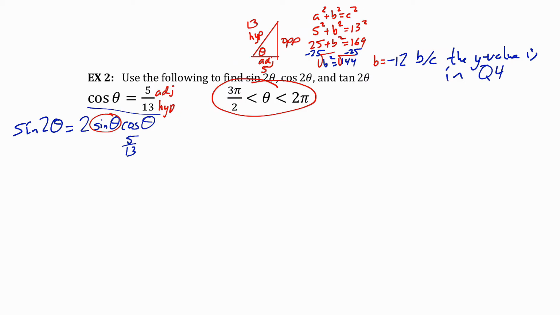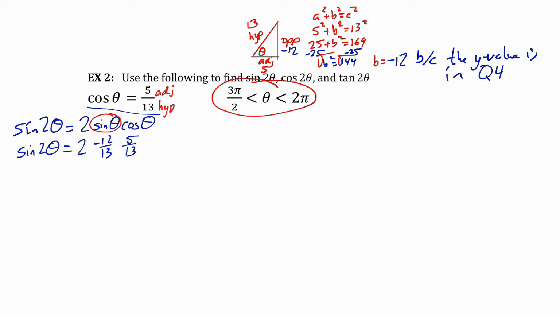So then, for this example here, the sine of 2 theta, we still don't know what theta is, and we're not going to figure it out, honestly. But it's equal to 2 times our sine. Now we have the opposite side. I didn't label that on the triangle, but let me do that a second. We ended up with negative 12. So it's going to be negative 12 over 13. So it's 2 times negative 12 over 13 times 5 over 13.